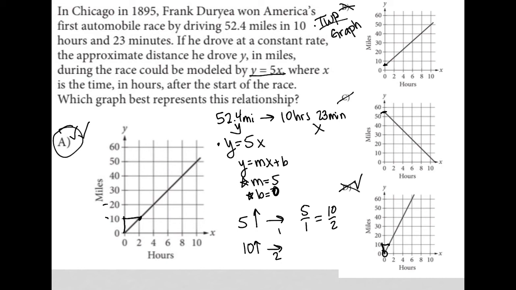Another thing that I could do is just use this information here and say, well, the question told me that when y is 52.4, which I'm going to assume is around there, then x must be 10 hours and 23 minutes, which I'm assuming is about here, and this is true, right? Whereas on choice D, that would not be true, right? A little bit above 50 corresponds more so with close to 6 hours, a little bit under 6 hours. So again, more evidence that choice A is the best answer here.